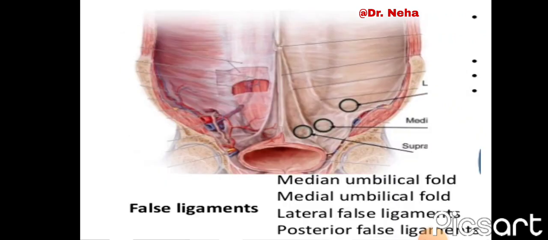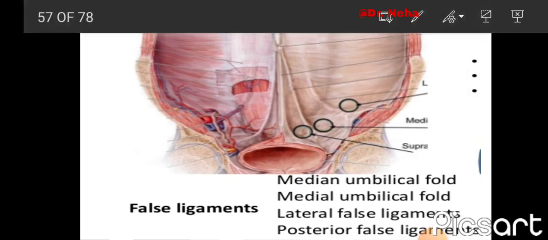Now the false ligaments. These include the median umbilical fold, which lies in the midline. We can see the median umbilical fold. This is formed by the fold of peritoneum over the urachus. Then medial to it we can see the medial umbilical fold, which is a peritoneum covering over the obliterated umbilical artery. And this is the lateral umbilical fold, which is the peritoneal covering over the inferior epigastric artery.